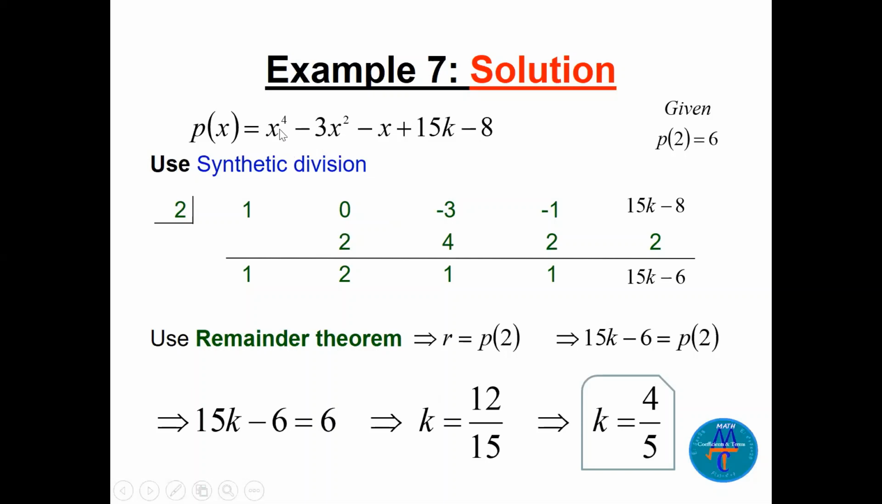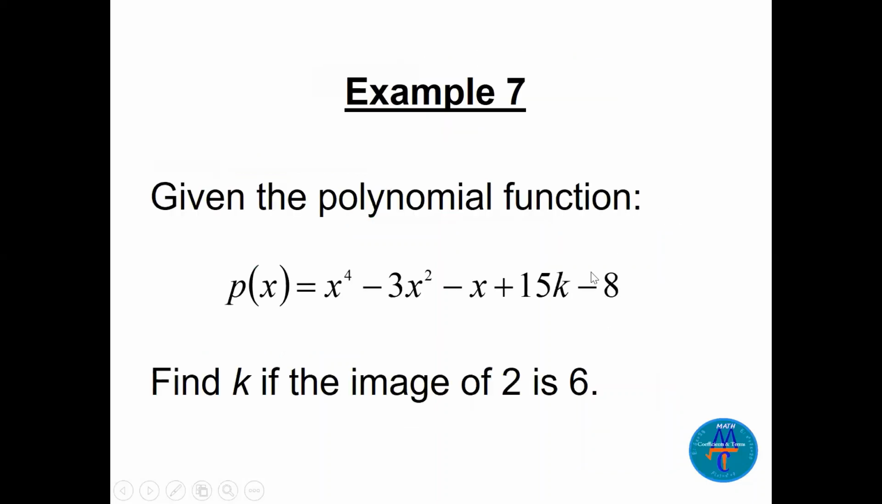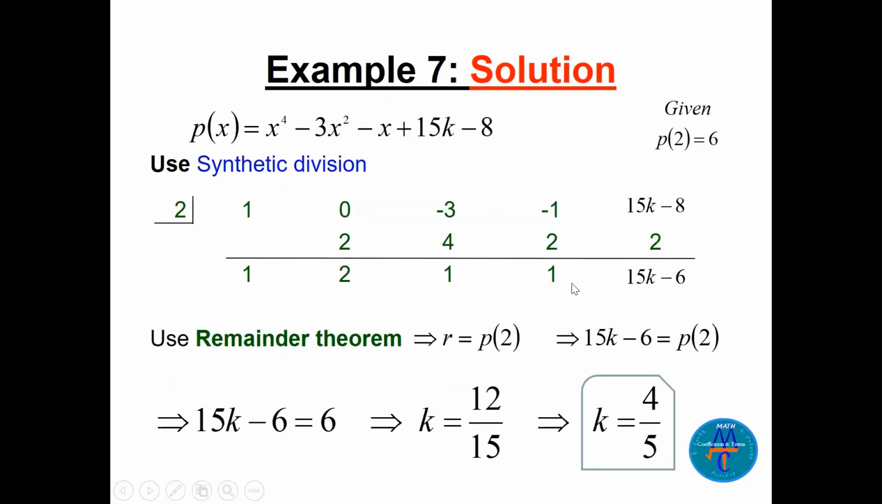So we just take the function here, put all the coefficients, and use synthetic division, 1. See, there is no cube here, so I put 0, remember, for the missing term. Minus 3 for the squared, minus 1 for the coefficient, and all this is constant. So I write 15k minus 8. You see, all this 15k minus 8 is in the constant. So the 1 comes down, multiply, 2, add, multiply 4, add, multiply 2, add 1, 2. So 15k minus 6, because minus 8 plus 2 is minus 6.